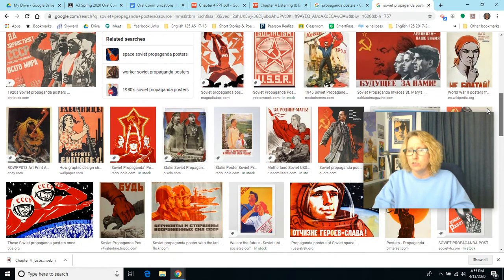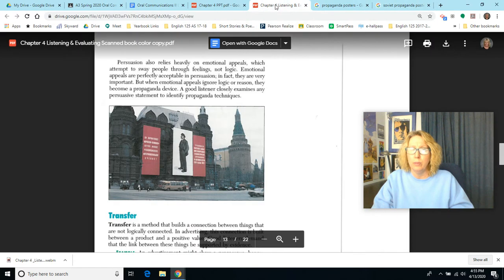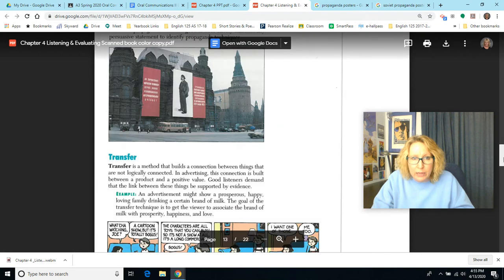So there's a lot of Soviet propaganda. Here's a Soviet space propaganda poster saying that we're better at space travel. Okay, now let's go back to the book. You should be in your book on page 93.